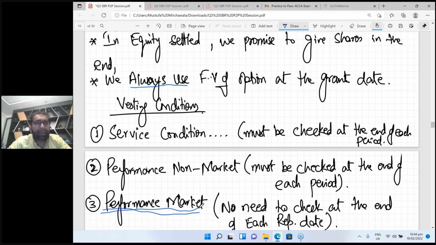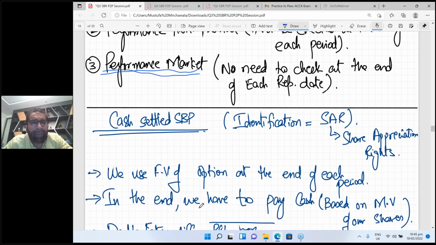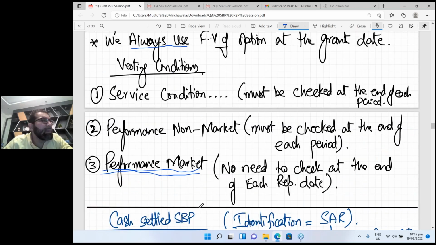Now, one more thing. In equity settled share-based payment, the entry is always debit P&L expense, credit equity. Some students make the entry P&L debit, equity credit. Some make the entry P&L debit, OCE credit. Some students make the entry P&L debit, SBPR. SBPR stands for share based payment reserve. That's your wish which entry.